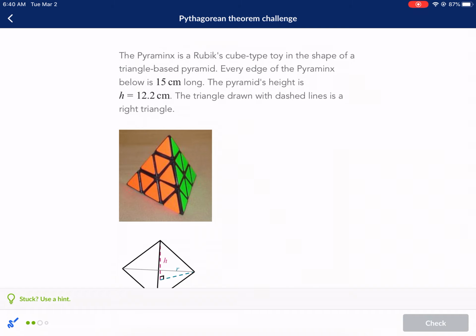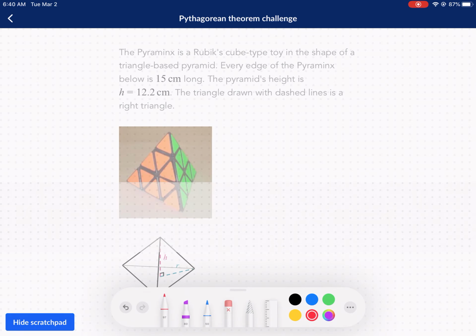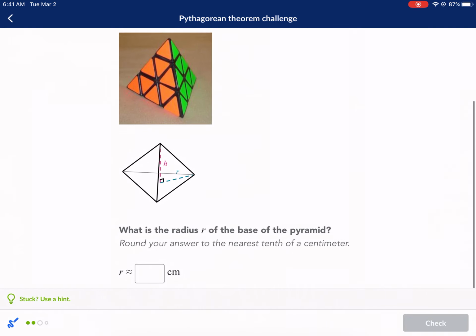Okay, I don't know if we'll be able to finish in time, but we'll definitely do one more. Okay, so below is 15 centimeters. Every edge of the pyramid is 15 centimeters long. Okay, so we know this is 15 centimeters. The pyramid's height is 12.2 centimeters. So this is 15, and we're trying to find, let's see what we're trying to find. What is the radius R of the pyramid?